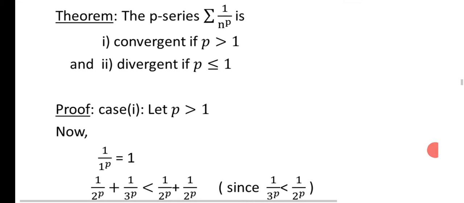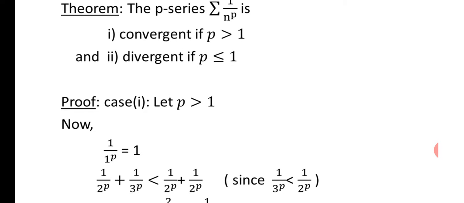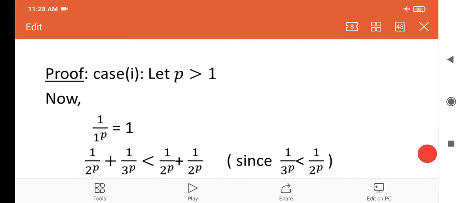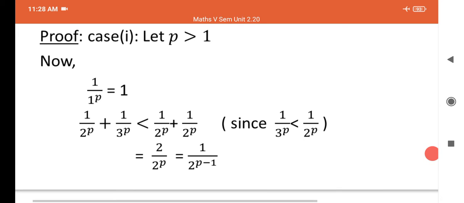Case 1. Let p be greater than 1. Now 1 by 1 to the power of p is equal to 1. Now we choose the second and third terms of the series, that is 1 by 2 to the power of p plus 1 by 3 to the power of p, which is less than 1 by 2 to the power of p plus 1 by 2 to the power of p, since 1 by 3 to the power of p is always less than 1 by 2 to the power of p.